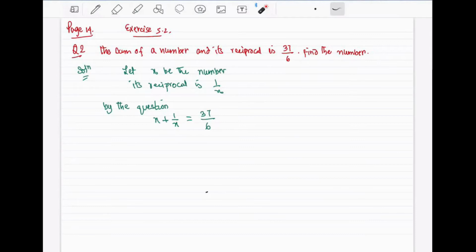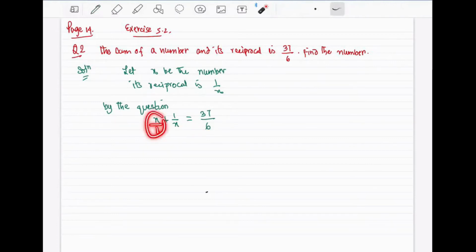Note something in the word problems related to quadratic equations. You don't need to use the quadratic formula, that is x is equal to minus b plus minus root over b square minus 4ac by 2a. You don't need to use it. Most of the time, you can actually find the roots just by using factorization, as you will be seeing in the subsequent questions. So here, let's try to transform this equation into a quadratic equation.